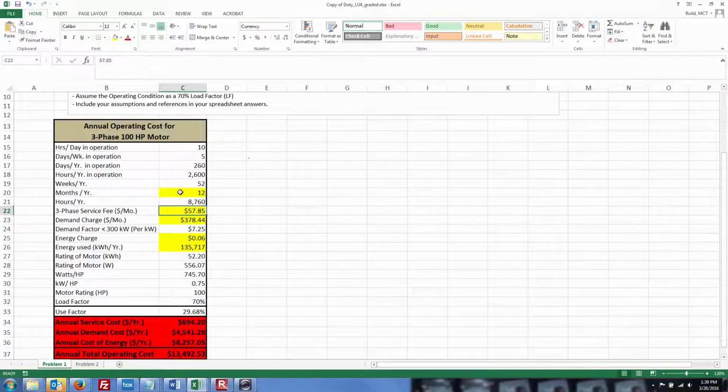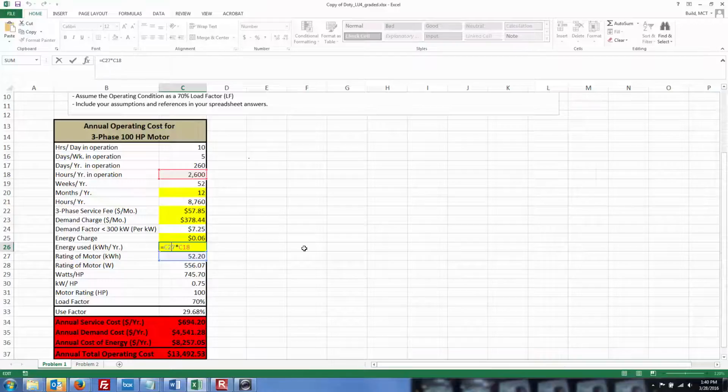Here's the 3-phase service fee, $57.80 per month. The demand charge is going to be $37.44. The demand factor, $7.25. Here's your energy charge, 6 cents per kilowatt hour. Next time, put your units right there, please. Energy used, that's the hours in use. So C27, oh yeah, rating of motor, kilowatts.